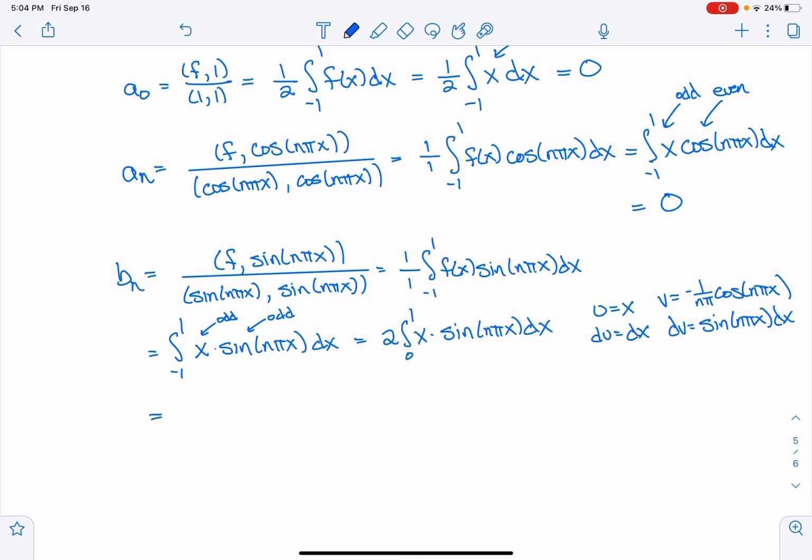So if I'm integrating by parts, I'm going to leave my 2 on the outside here. And I'm going to get u times v, so minus x over n pi cosine of n pi x, evaluated between 0 and 1. And then minus a negative, so minus a negative 1 over 2 n pi. So in that case, I'm going to make it positive: integral from 0 to 1 of 1 over n pi cosine n pi x dx.